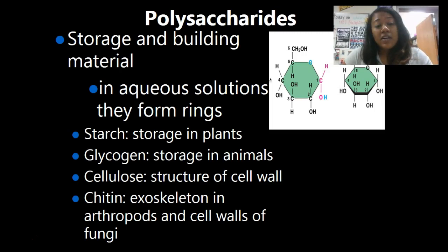So what are polysaccharides? Polysaccharides are your carbohydrates. So they're storage and building material. In aqueous solutions, remember that means in water, they form rings. So that's what this structure right here is, these rings that they form. So different types of polysaccharides are starch. Starch is storage in plants. Glycogen is our storage in animals. Cellulose is the structure of the cell wall. Chitin is an exoskeleton in arthropods and cell walls of fungi. So exoskeletons, like in bugs, are going to be made up of chitin.